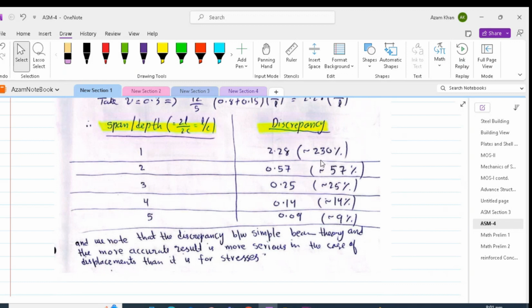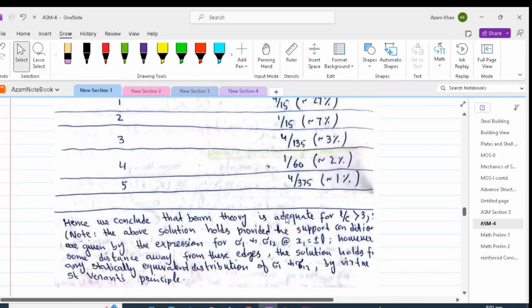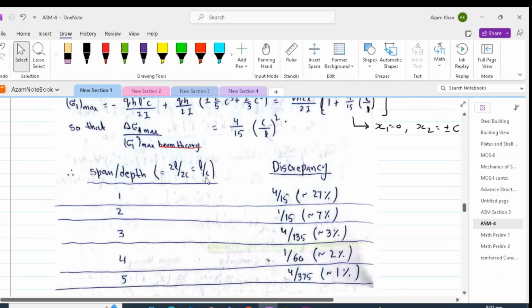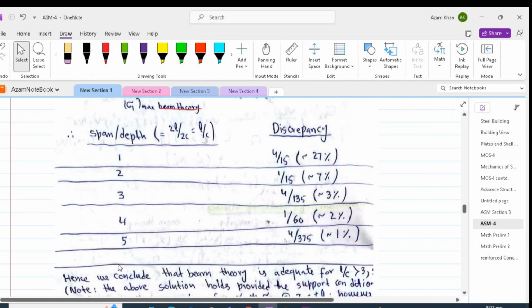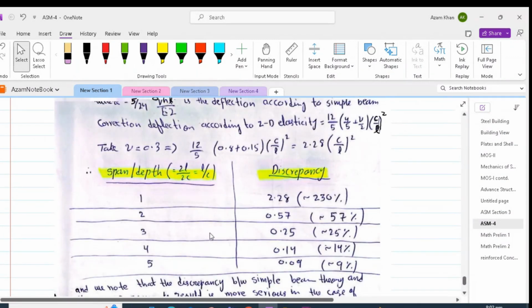So we clearly know that in the case of stresses, we could have gone higher than a span to depth ratio of 3 and used simple beam theory. However, the deflection, even in the case of simple beam theory, is having a very high percentage of discrepancy.